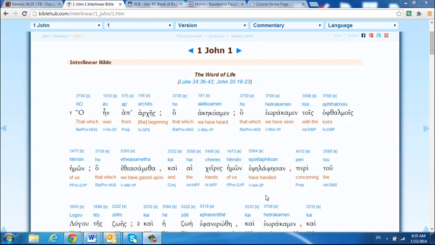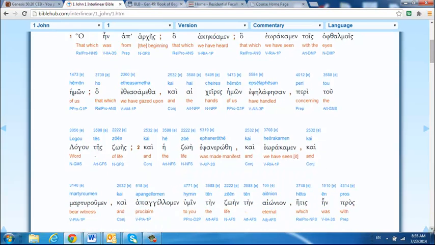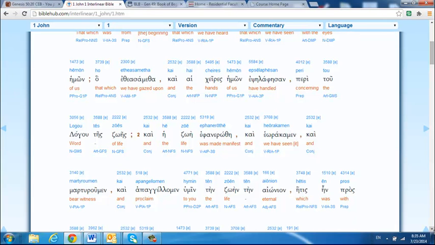I don't think that John is saying that there's more than one of him. I think that's just a good stylistic way of referring to himself. But again, he seems to be saying that he has touched Jesus. He has known Jesus personally. Peri tou logou tes zoes, concerning the word of life.